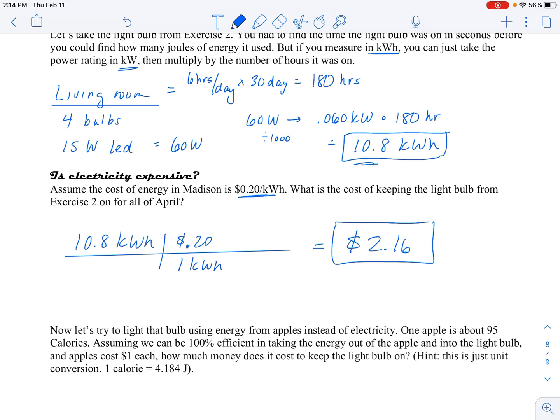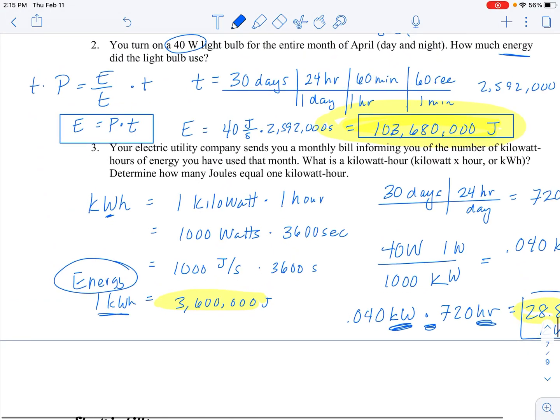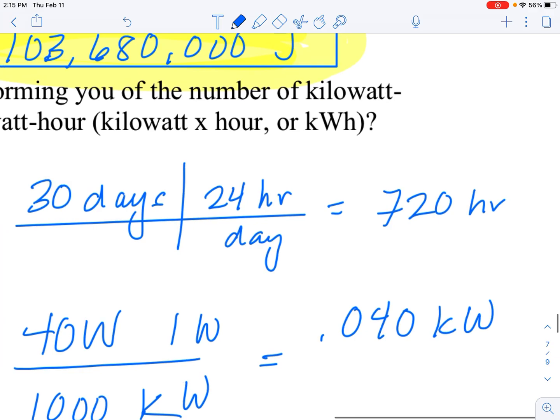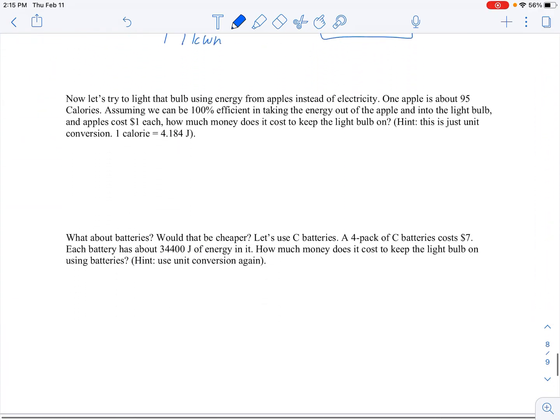Now the trick is, in a typical household, we have lots of things on. Lots and lots of things. And some things draw power all the time. Anything in your household that has a little green or red or blue light on all the time is always drawing power. And as we saw up here, 30 days, 24 hours a day is 720 hours. So it can add up really fast if it's on all the time.